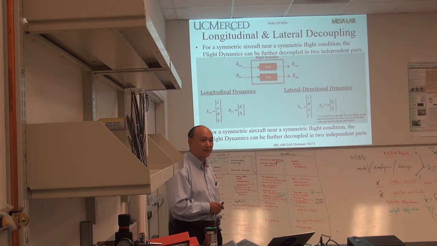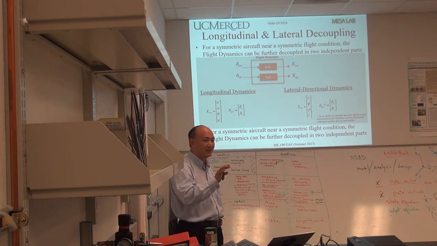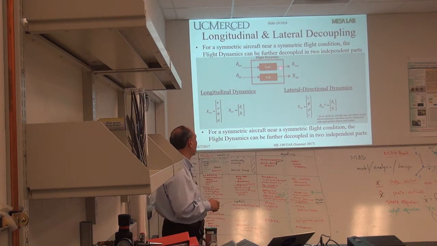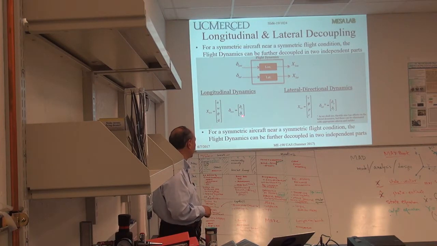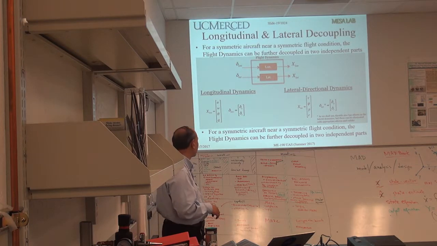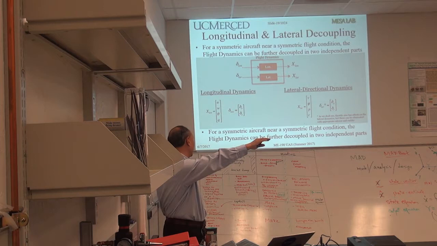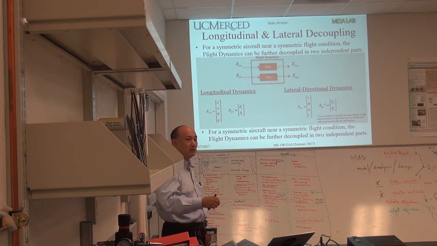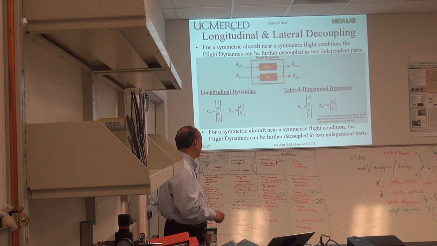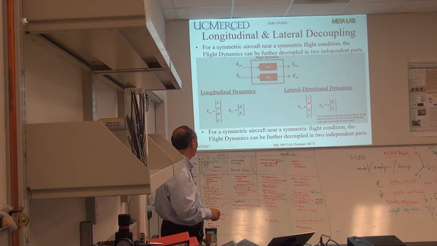And in many flights, this situation is very common. Of course, not in a very transient stage. For longitudinal, you have U, W, theta, and Q, these four variables, with elevator and thrust as inputs. Lateral directional has aileron and rudder as inputs. Rudder is this one and pitch is this one. So you have V and phi and P and R.